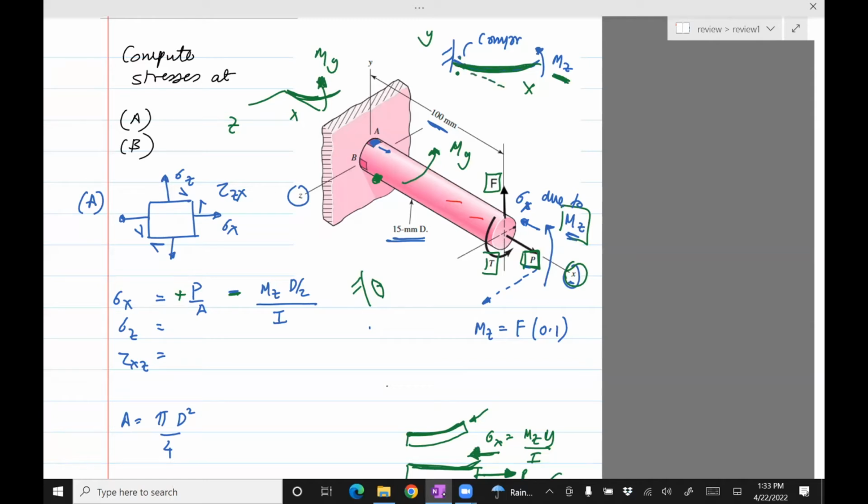So it is originally straight. Because of MZ, it's going to be bent the way I've shown. And if it's going to bend as I showed, then the top part is going to be under compression. The bottom part is opposite, it is going to be under tension.